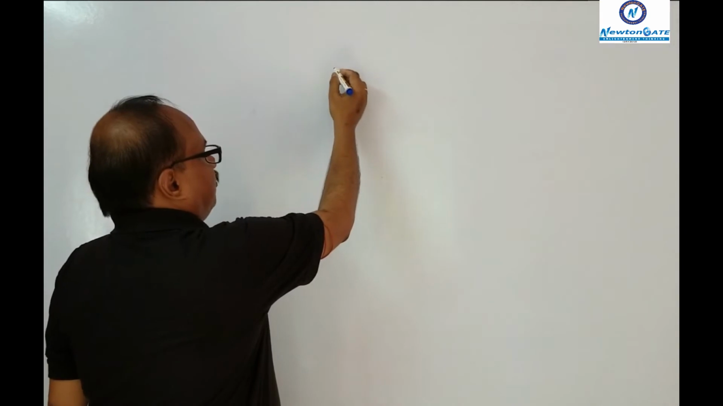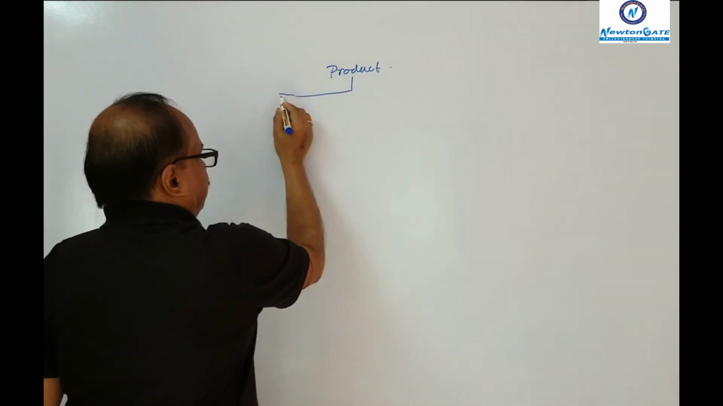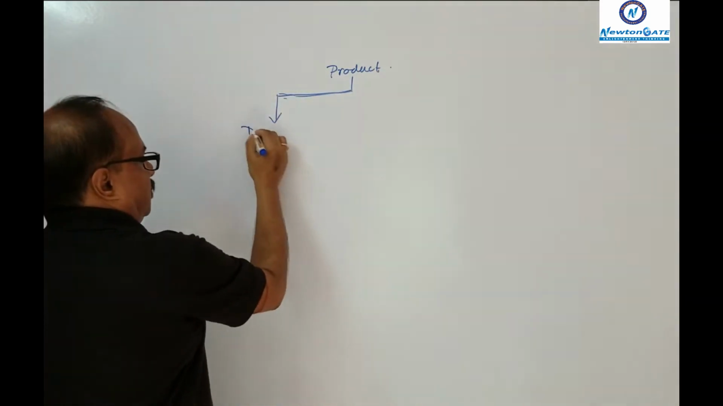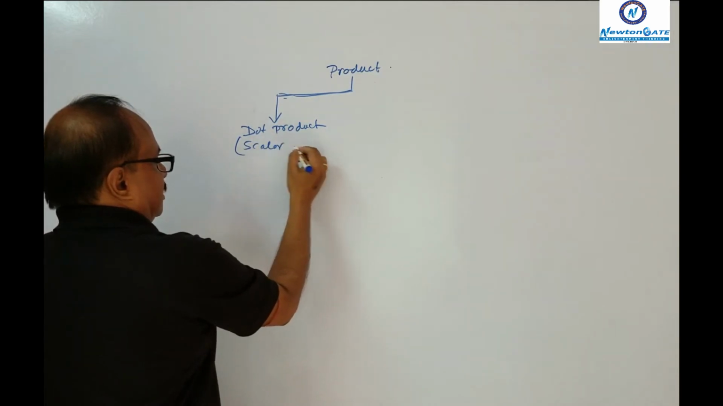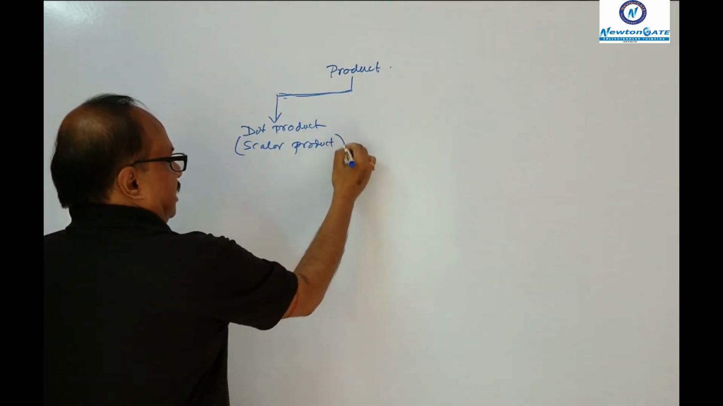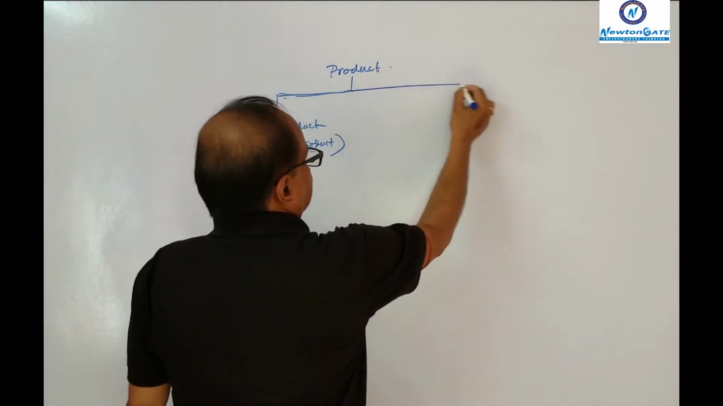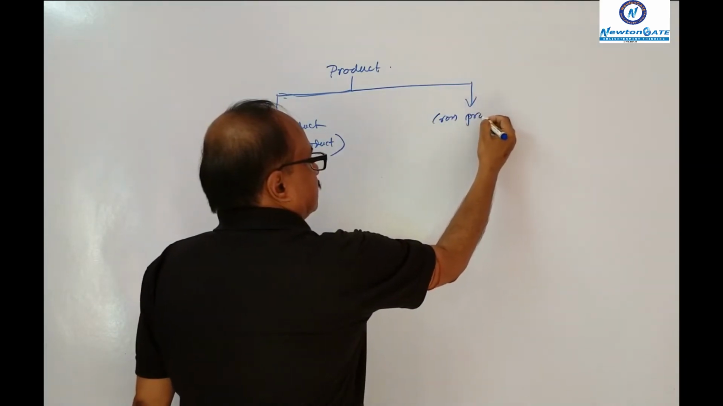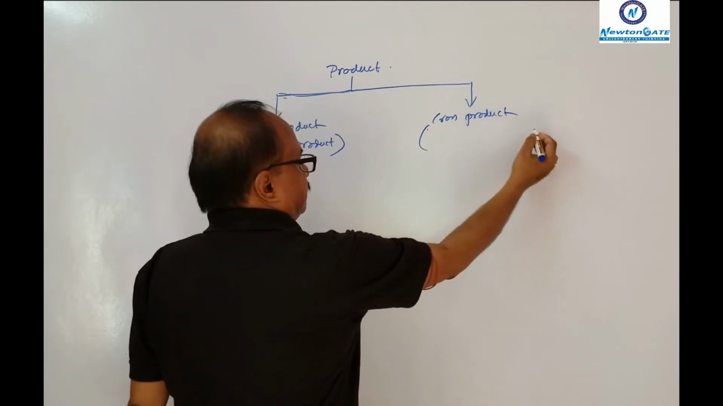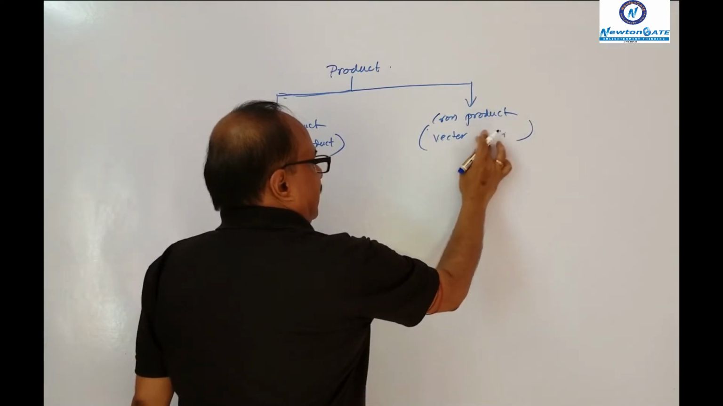So now the only thing left is the product of vectors. Product of two vectors is of two types. One is the dot product, which is also called the scalar product, because the output of this product gives you a scalar quantity. The other is called the cross product. That is actually a vector quantity, which is why it is also called the vector product.